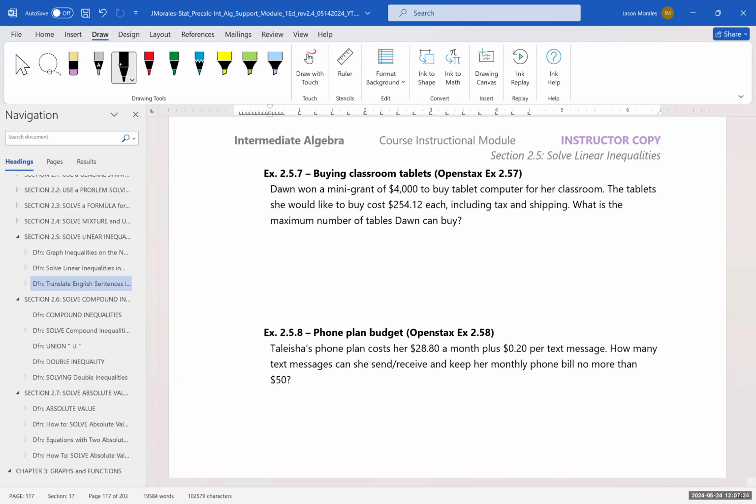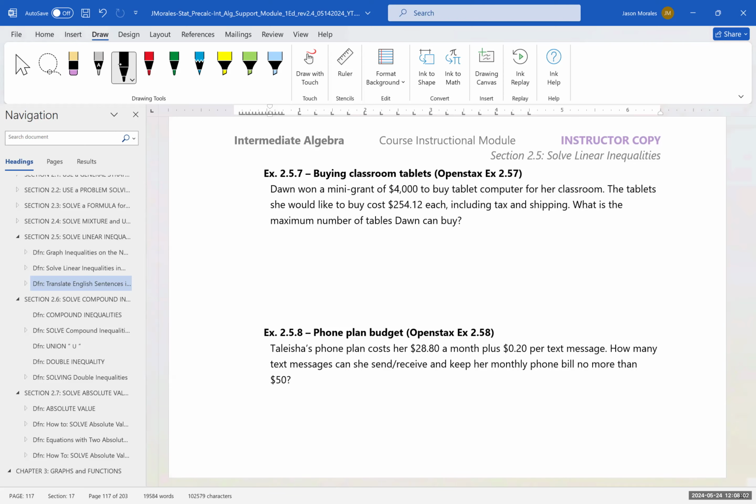Okay, so let's apply what we've learned about solving inequalities and translating English sentences into inequalities by solving word problems. So this first example is on buying classroom tablets. Let's read this out. Dawn won a mini grant of $4,000 to buy tablet computers for her classroom. The tablets she would like to buy cost $254.12 each, including tax and shipping. What is the maximum number of tablets Dawn can buy?